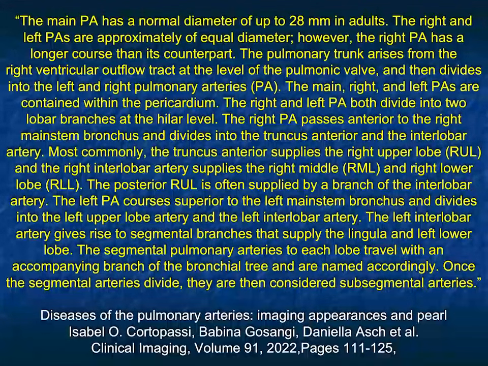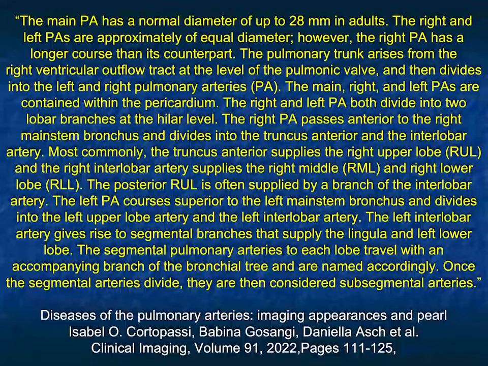Now, of course, first of all, the main PA has a normal diameter up to 28 millimeters in adults. We talk about looking at the right and left pulmonary arteries, which are typically of equal diameter. When one is significantly larger than the other, then we're talking about pulmonary artery dilatation or maybe an aneurysm. And these aneurysms can occur in the main pulmonary artery, in the right or left main pulmonary vessels, or in any of the branches. Now we talk about the anatomy.